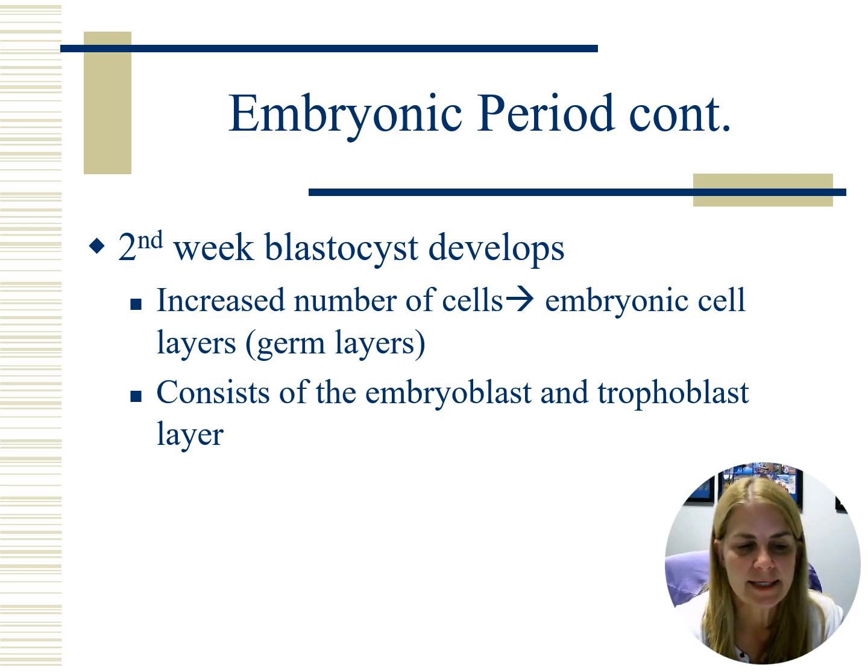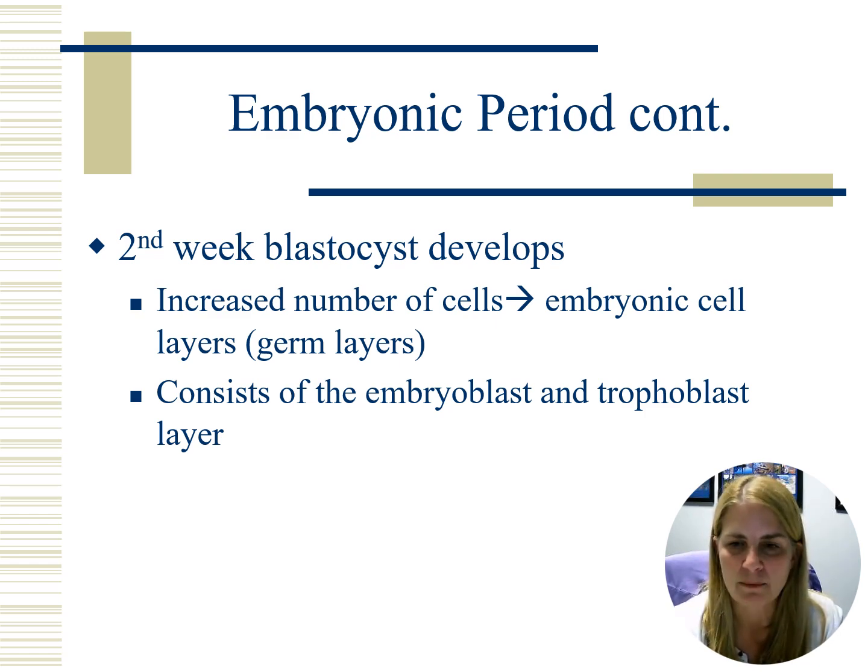So on day 6, we have the blastocyst implants with the embryoblast on one side. During the 2nd through the 8th week is when there's going to be an increased number of cells, and there's going to be some cell layers that become evident. At this point, it consists of the embryoblast and trophoblast layer, like I described before.